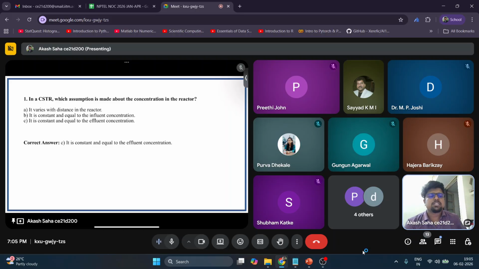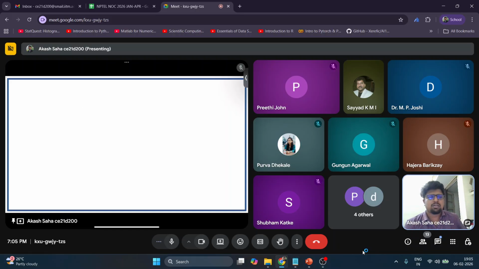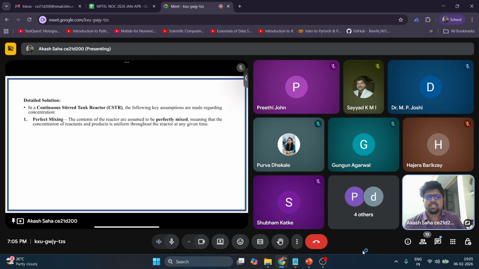So the concentration in the reactor is constant and it is always equal to the effluent concentration. Let us see what the assumptions in a CSTR are. The first assumption is that there should be perfect mixing. The contents of the reactor are assumed to be perfectly mixed, meaning that the reactants and the product are uniform throughout the reactor at any given time. Next, the outlet concentration is equal to the reactor concentration. This is the assumption which we saw in the question.